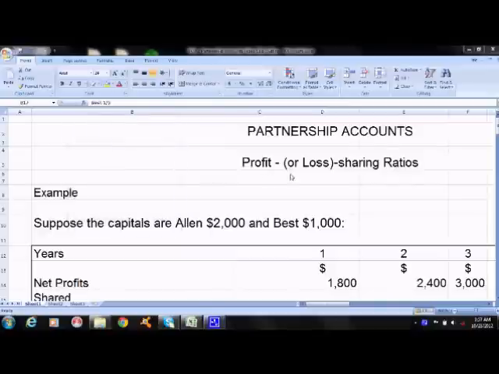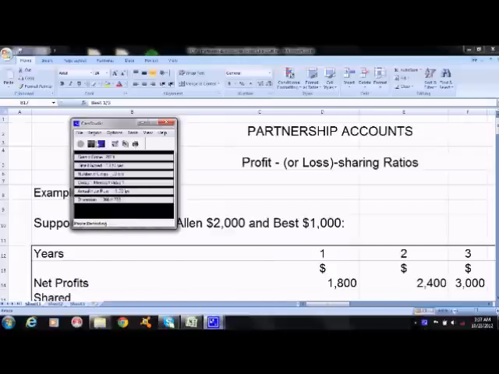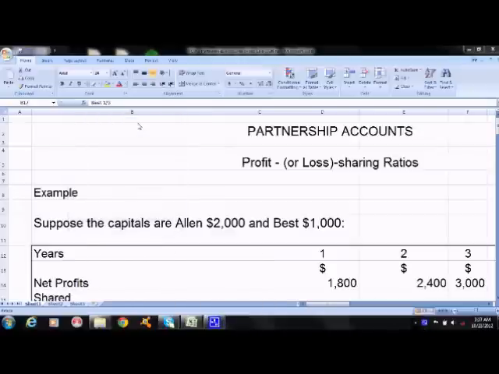Alright friends, welcome to another clip of how we do accounts. In this clip we will look at profit and loss sharing ratios. Yes, profit and loss sharing ratios. It's an example. Suppose the capitals are as follows: Allen $2,000 and Bess $1,000. How would we share them?